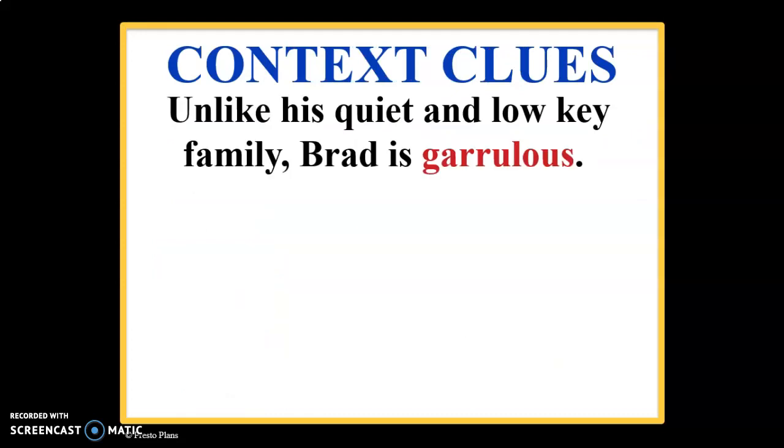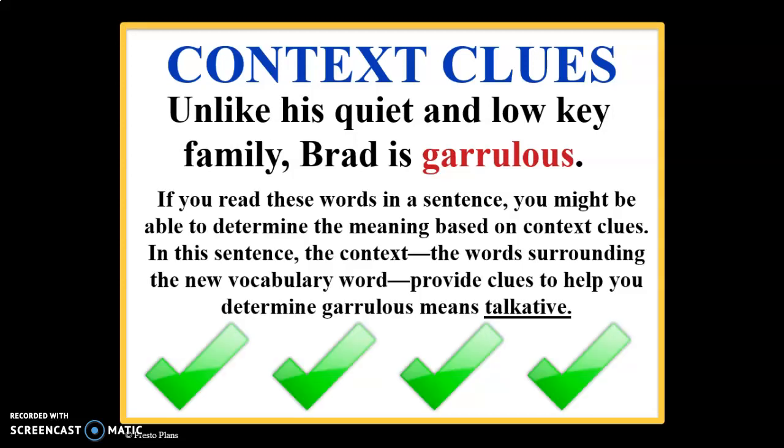So let's go through that again. Unlike his quiet and low-key family, Brad is garrulous. If we read these words in a sentence, you might be able to determine the meaning based on the context clues. So in this sentence, the context, which are the words that are surrounding the new vocabulary word, provide clues to help you determine that garrulous means talkative. He's not quiet, he's not low-key, so he is talkative.